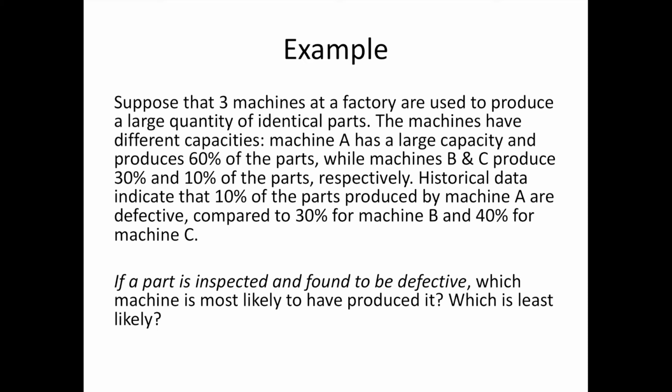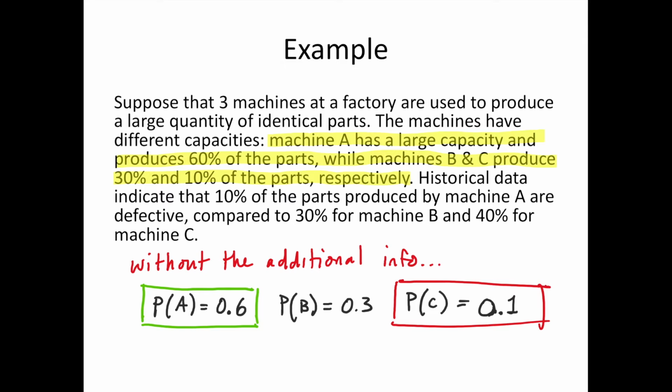So how do we go about doing that? Well, first we should look at what we would do in this problem if we didn't have that additional information. What if we just had a part and we didn't know it was defective? Well, in that case, we'd be looking simply at the capacities of the 3 machines. Machine A produces 60% of the parts. So that's a proportion of the total produced.